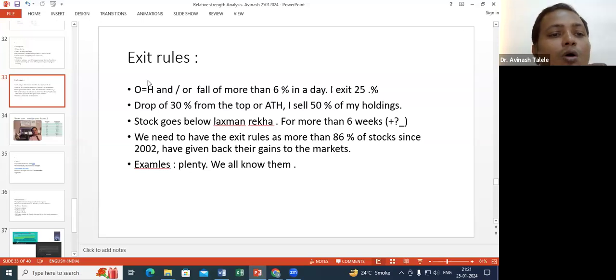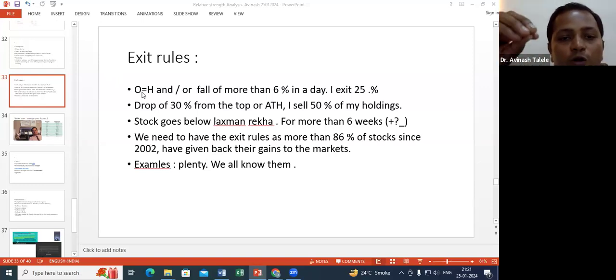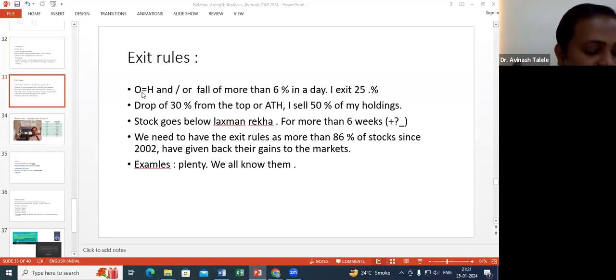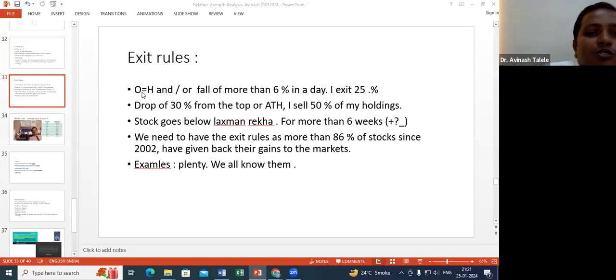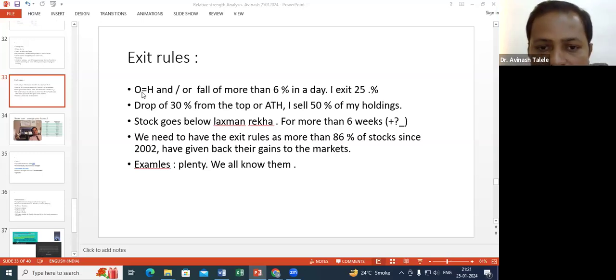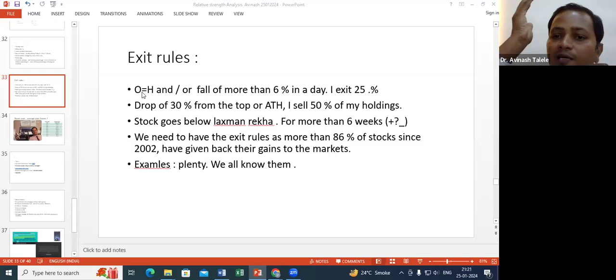So, open is equal to high and a fall of more than 6% in a day. What this means is the script opens and from there is continuous selling of 6% in one single day. I exit 25% of that. That had happened with me in Adani Total Gas Limited. I just exited because I was fortunate that I had devised this rule, so I could save some of my profits there. The news will always come later. The real news will always come later.